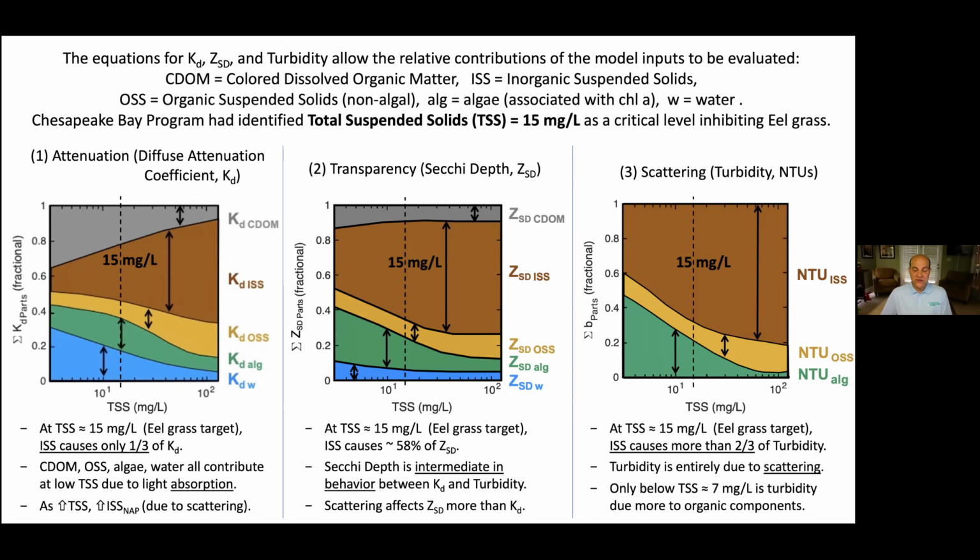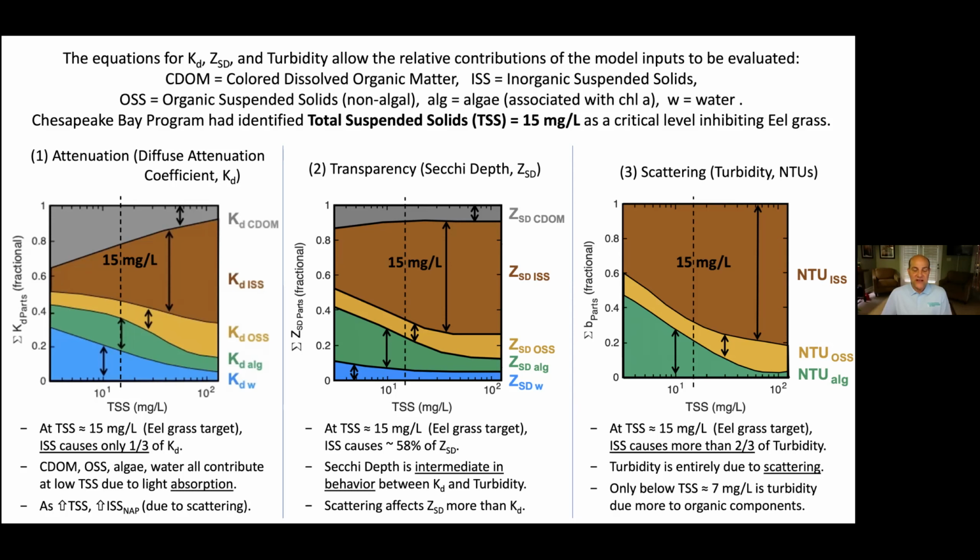At the other extreme, plot number 3 shows that at a TSS of 15 milligrams per liter, inorganic solids are responsible for more than 2/3 of turbidity. This is because turbidity measures only light scattering and does not account for light absorption. The contributions of absorption and scattering to Secchi depth are intermediate to KD and turbidity. Plot number 2 shows that at a TSS of 15 milligrams per liter, inorganic solids contribute to slightly more than 1/2 of the reduced transparency as measured by Secchi depth.